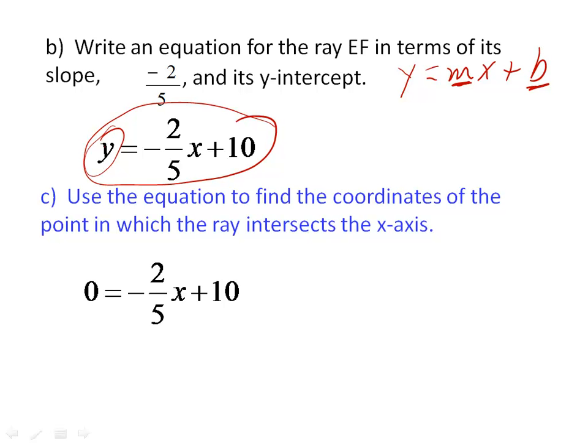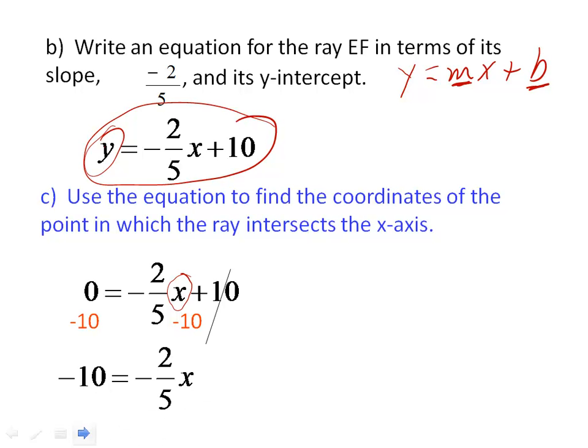So they're asking us, where does it intersect the x-axis? Well, we know that wherever it does, the y-coordinate is going to be 0. So now this gives us the ability to solve this equation. We got it down to one variable and can figure out what x equals. So we'll subtract 10 from both sides, and that will give us negative 10 equals negative 2/5 x.